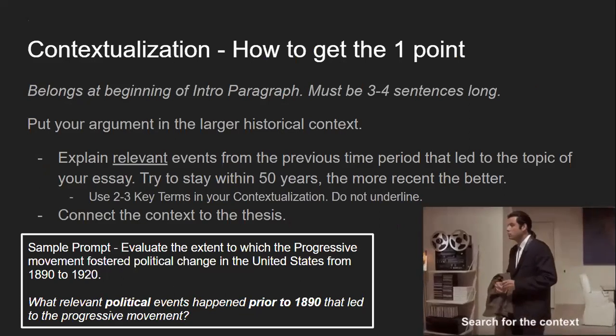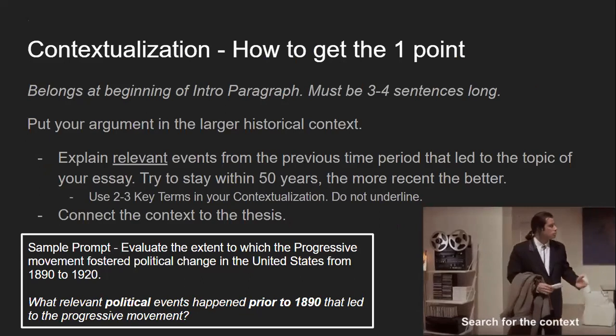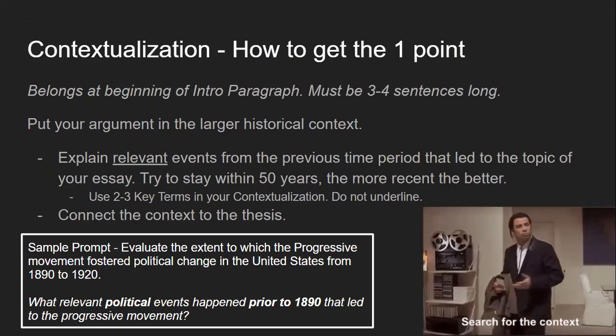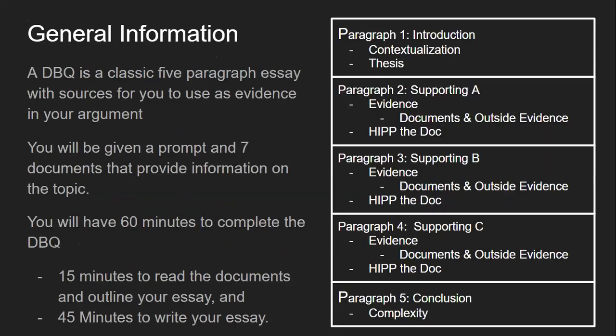Okay, so how do you get the first point? First point comes from contextualization. I'll remind you that contextualization belongs in your intro paragraph. Contextualization is actually the very first thing your reader will read. So if you go back to how we set up our 5-paragraph essay, first is contextualization, then is thesis. So if your introductory paragraph is 5 to 6 sentences, or even if it's 3 to 4 sentences, you will have 2 to 3 or maybe even 4 sentences of contextualization before you get to your thesis.